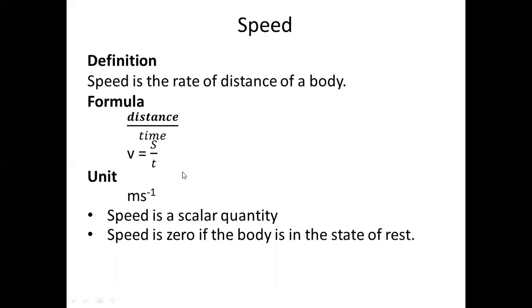The SI unit for speed is meter per second. Speed is a scalar quantity because it is equivalent to distance over time, and distance is a scalar quantity, therefore speed is also a scalar quantity. Speed is zero if the body is in the state of rest. If the body is not moving, it is not covering any distance, so then speed is zero.